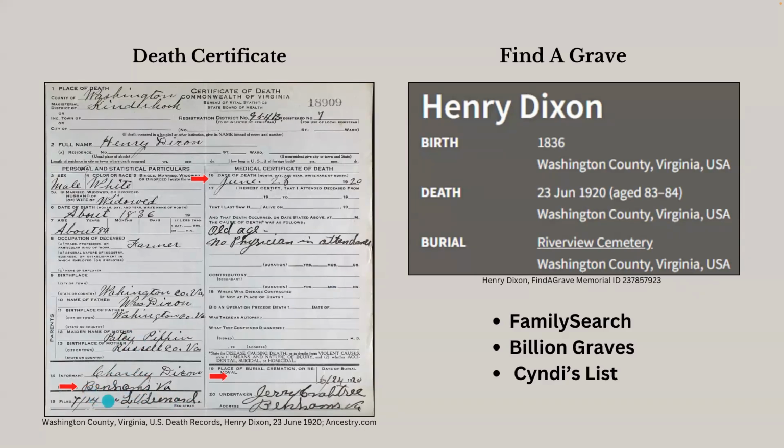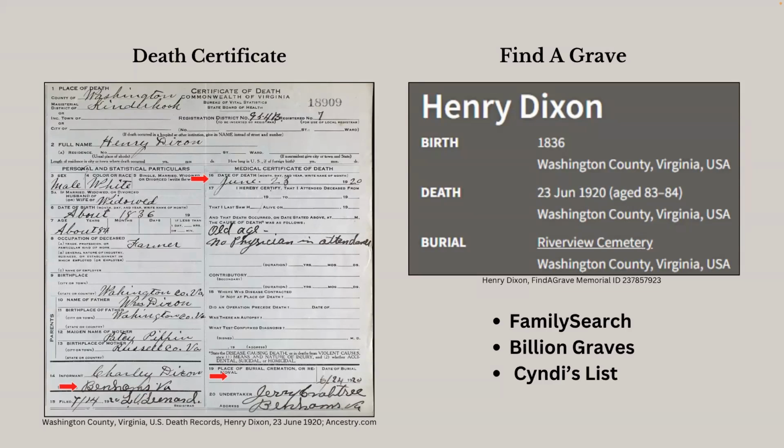Charlie Dixon's listed as the foreman at Benham's, Virginia. I know that's his son, so he's probably living with his son or near his son if he's the informant about his death. So I looked on the gazetteer to figure out, where is Benham's from Riverview Cemetery? And guess what? It's just 5 miles away.